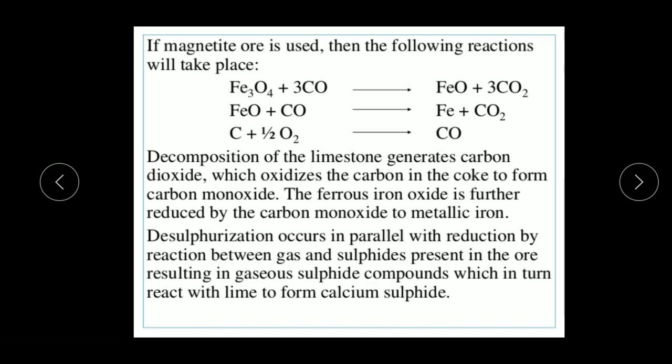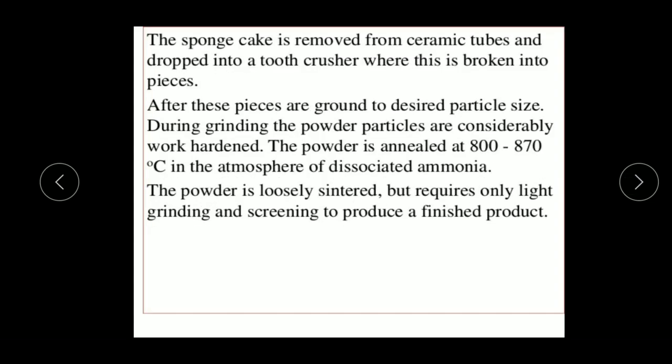The desulfurization occurs in parallel with the reduction, by reaction between the gas and sulfides present in the ore, resulting in gaseous sulfide compounds which in turn react with lime to form calcium sulfide. The sponge iron is removed from the ceramic tubes and drops into a jaw crusher where it is broken into pieces. After that, these pieces are ground to the desired particle shape. During grinding, the powder particles are considerably work hardened.